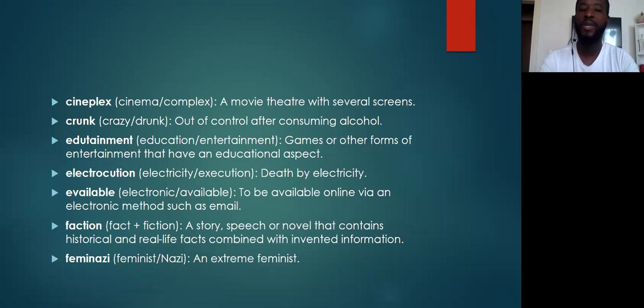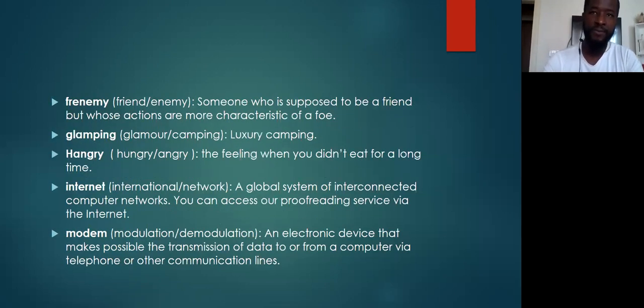And we go. Frenemy. Frenemy means a friend and at the same time your enemy. So it means someone who is supposed to be a friend, but whose actions are characteristic of a foe. For example, you think he is your friend or she is your friend, but his characteristic and personality doesn't show that, okay? He's doing something else, like talking behind your back and going to someone that you don't talk to and talking to him. So you can say, he or she is my frenemy, okay?